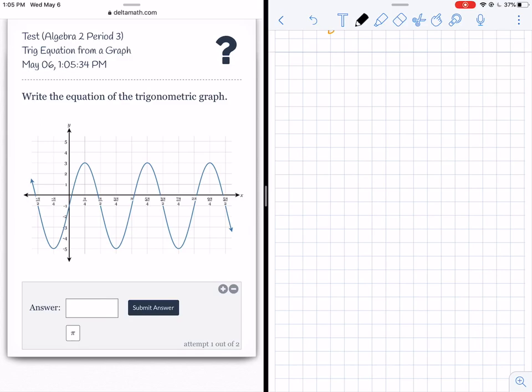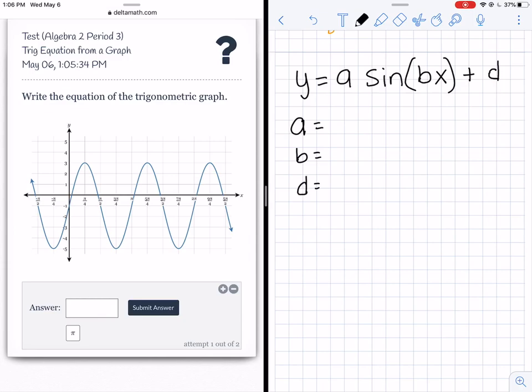So look at your y-axis. It's crossing the y-axis in the middle of this graph. So it is a sine function. So y equals a sine of bx plus d. And if you want, you could even put this in parentheses because that's how it's going to ask you to type it in. Your job is to identify a, b, and d.